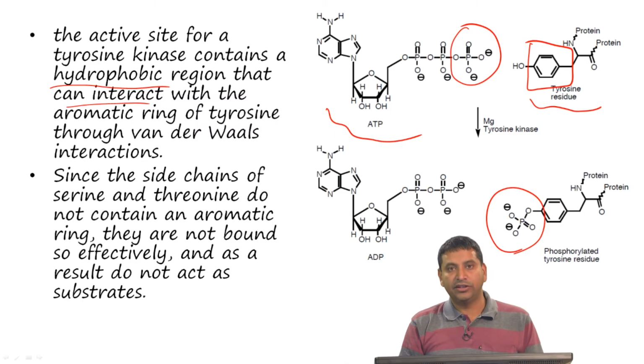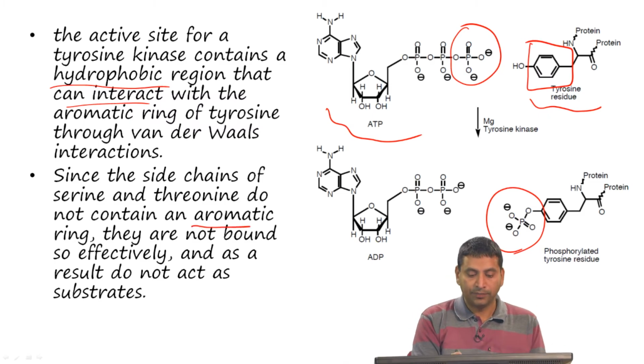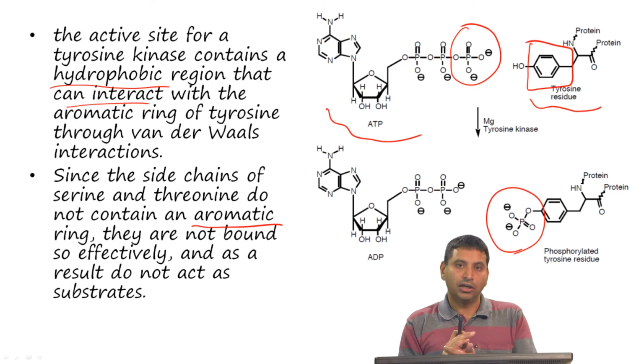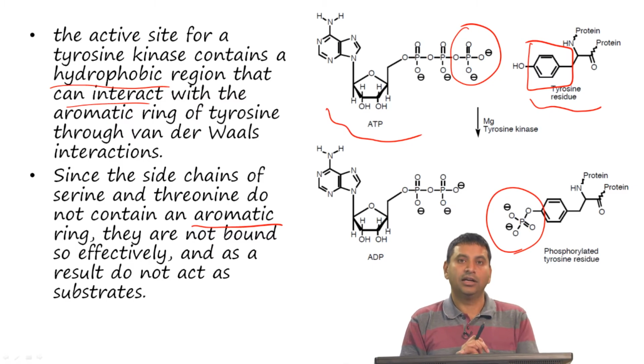So, since the side chains of serine and threonine do not contain an aromatic ring, they are not bound so effectively. And so, because they are not bound so effectively, it is possible that phosphorylation does not occur to a significant level. So, what we can understand from this selectivity data is that there must be a hydrophobic interaction region in the active site of the tyrosine kinase, and that region must be important in binding.